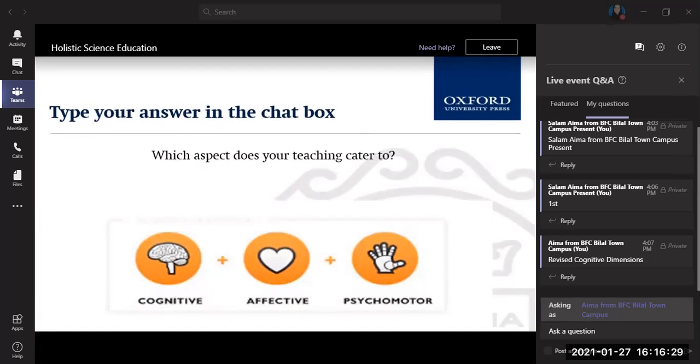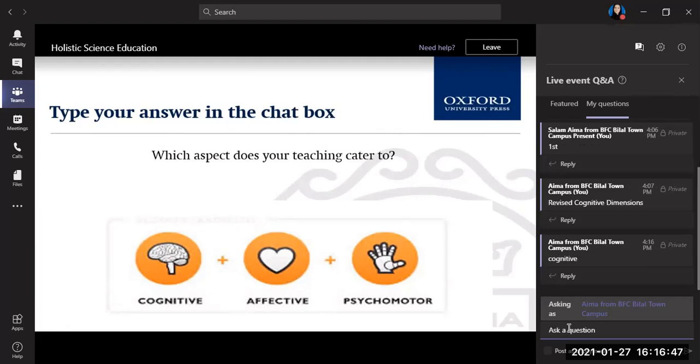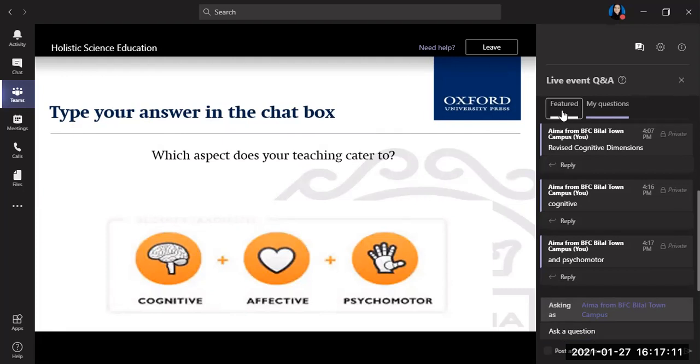All right, so I can see that a lot of you are saying the cognitive domain. And yes, I agree with you that the cognitive domain is one of the most commonly used taxonomies in teaching and learning, and we mostly ignore the affective and psychomotor domains, which are not supposed to be ignored because that is what holistic learning is all about. Holistic learning does not only cater to the cognitive domain, it caters to both the affective and psychomotor domains.